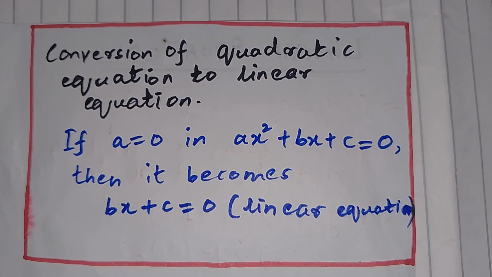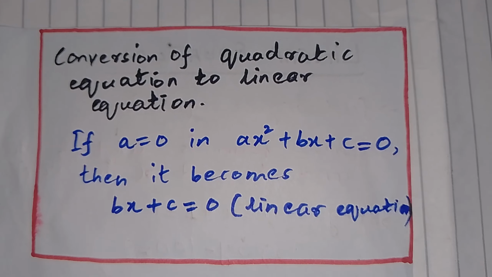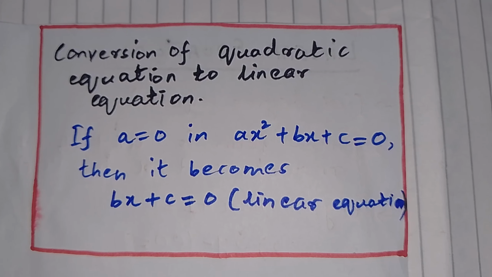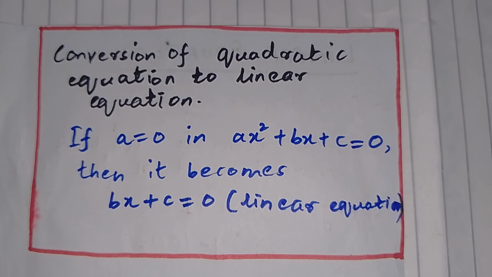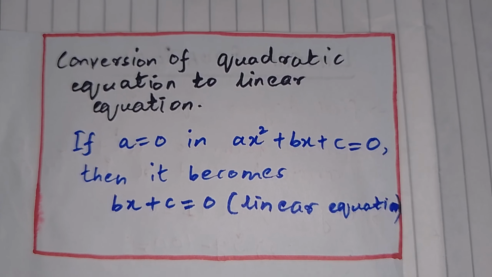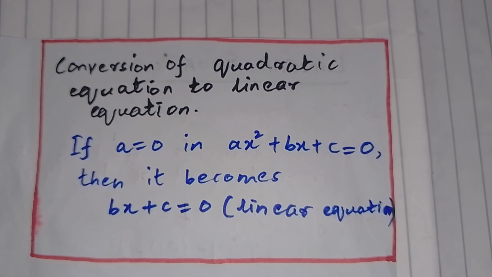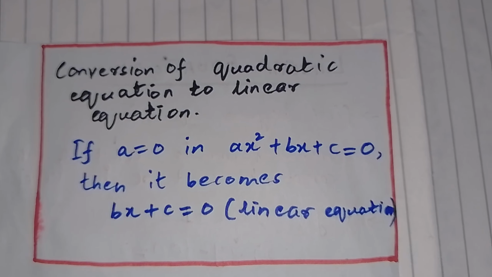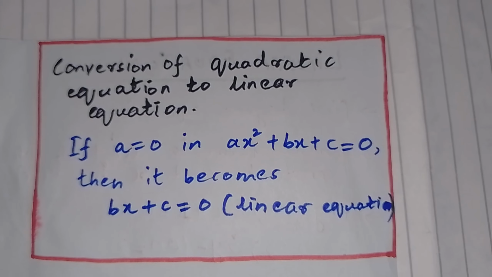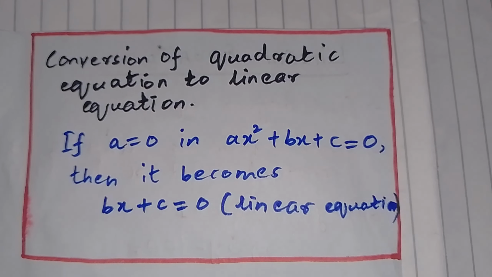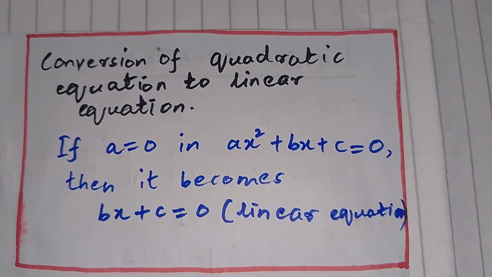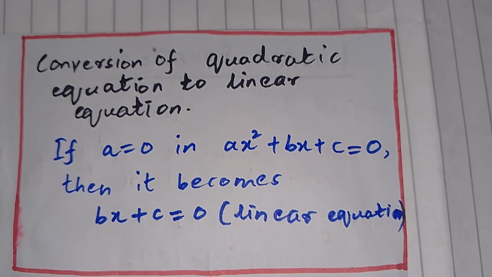Now in a quadratic equation, if I put a is equal to 0, meaning I take the coefficient of x square as 0, it becomes a linear equation. As you can see, if I put a is equal to 0, it becomes bx plus c, that is a first degree equation known as a linear equation.